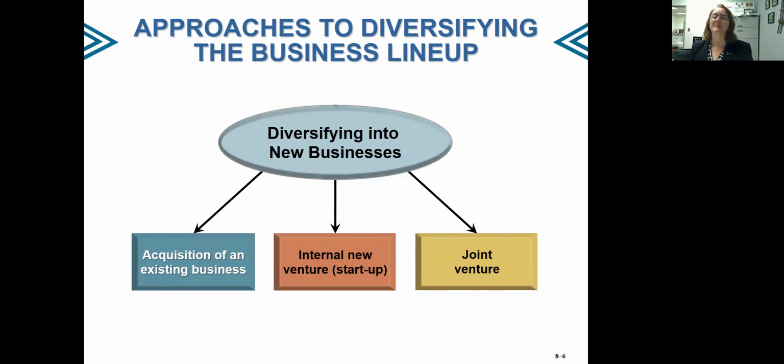So sometimes you diversify into new businesses. You acquire an existing business, you do an internal new venture startup, or you do a joint venture with another company. So 3 different ways of diversifying into those new businesses.